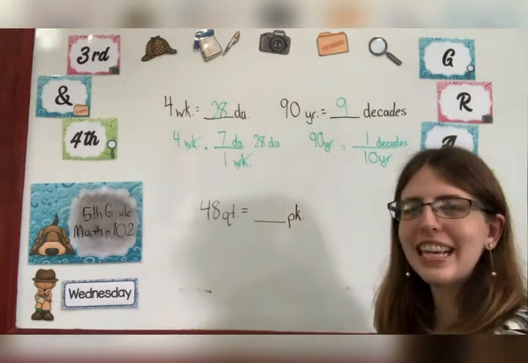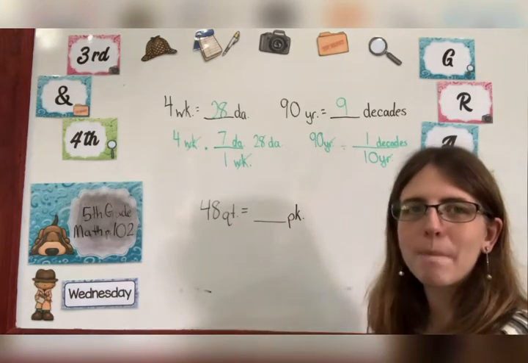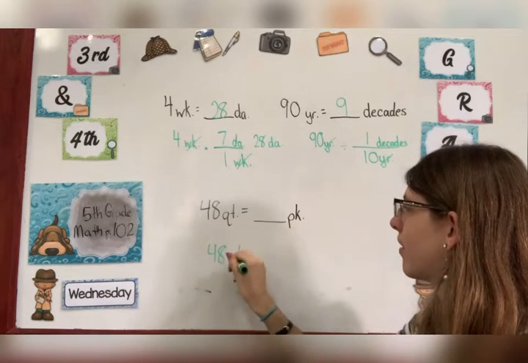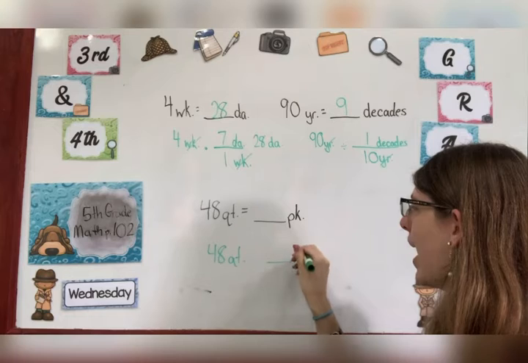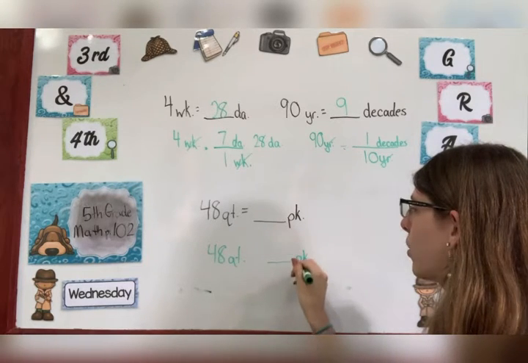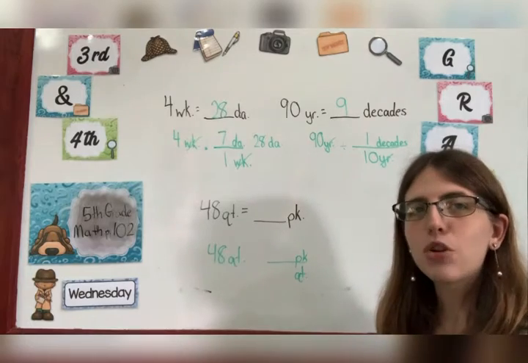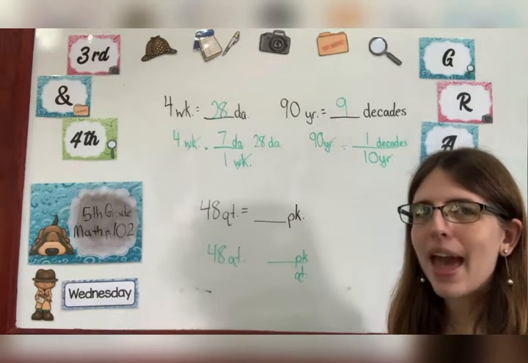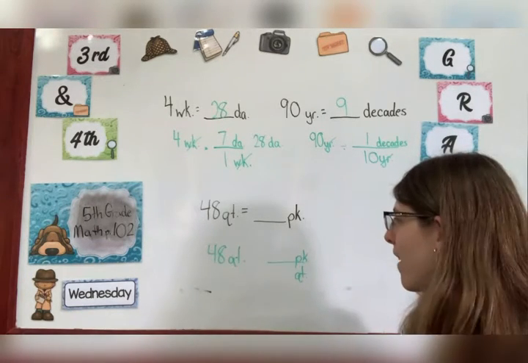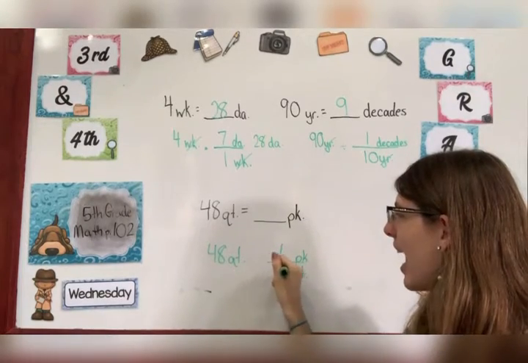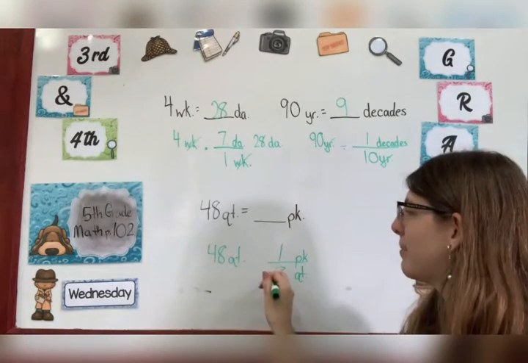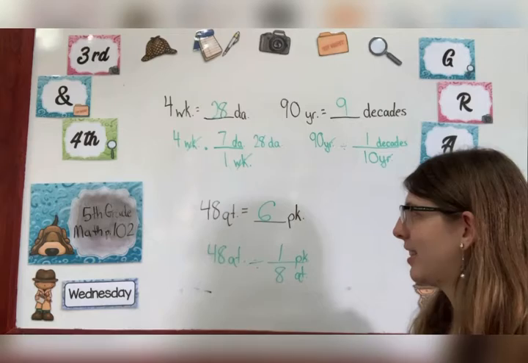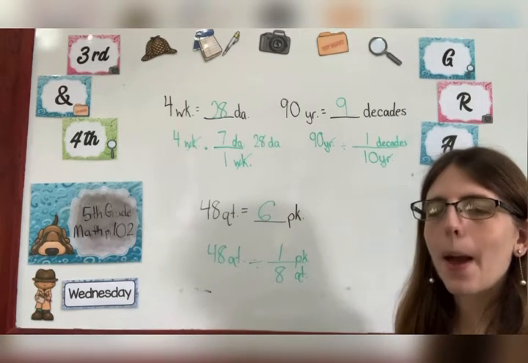All right, let's do letter C. 48 quarts is how many pecks? Well, I start with 48 quarts. I know that I'm changing to pecks from quarts. How many quarts are in a peck? This is the tricky one. How many quarts are in a peck? Well, in 1 peck, I have 8 quarts. Since my number is on the bottom, I'm going to divide. 48 divided by 8 is 6. So 48 quarts is 6 pecks.